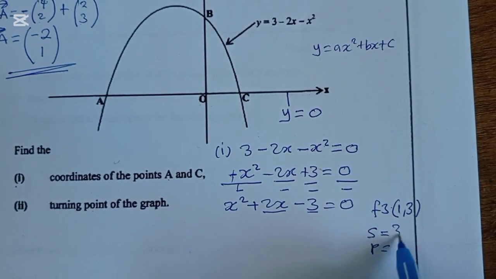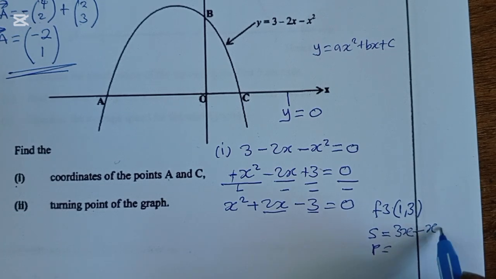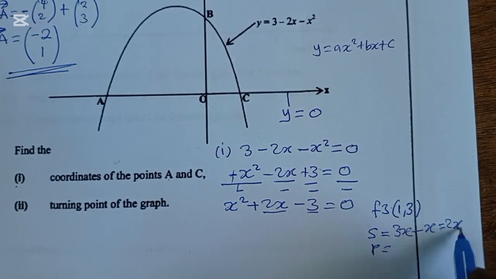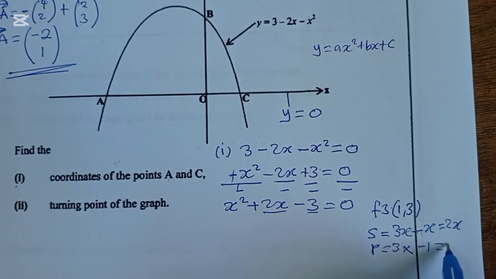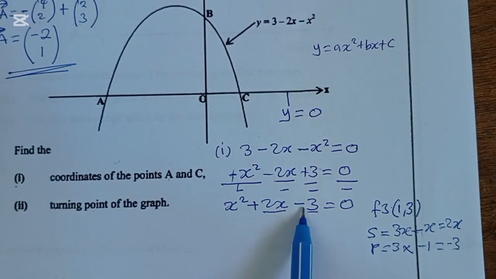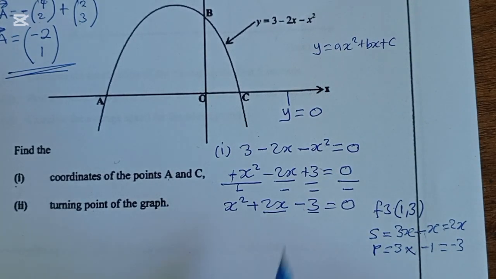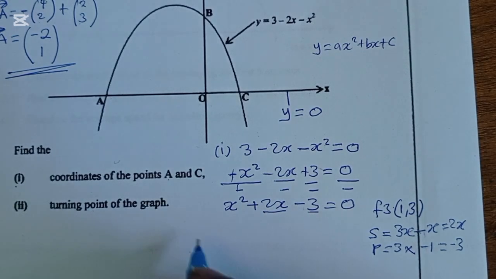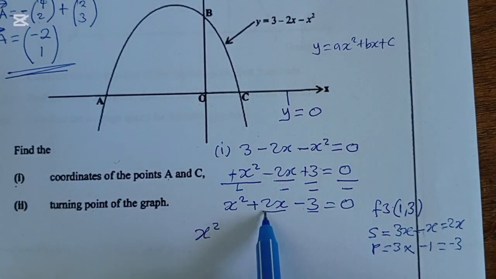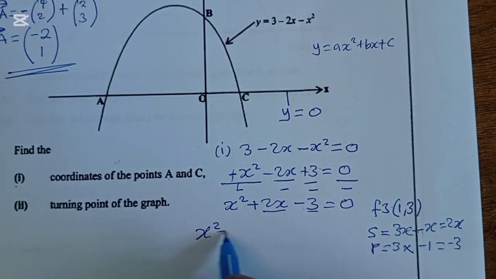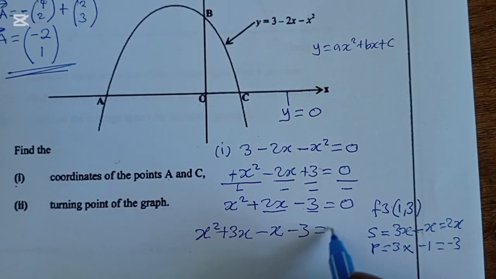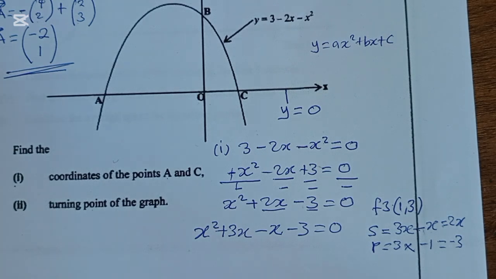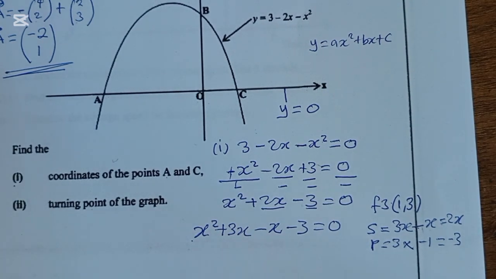So it will be 3x minus x. It is going to be 2x. So 3 times negative 1 is equal to negative 3. So this is negative 3. So I'll just change the sum. So it will be x squared, and where there is positive 2x, I'll substitute 3x minus x. So plus 3x minus x minus 3 is equal to 0. And this is now factorization by grouping.